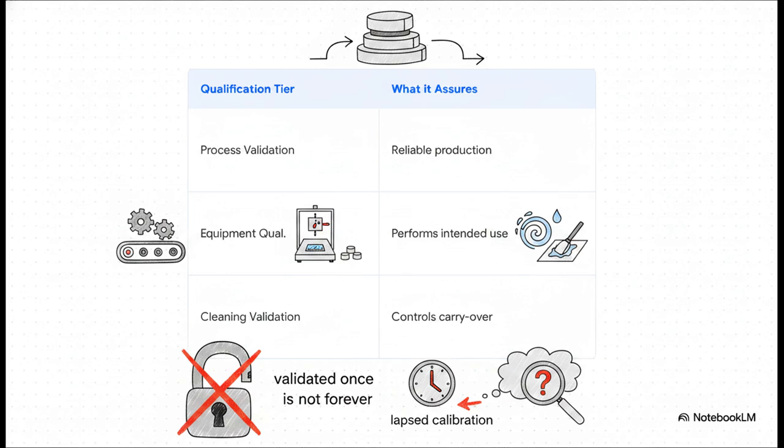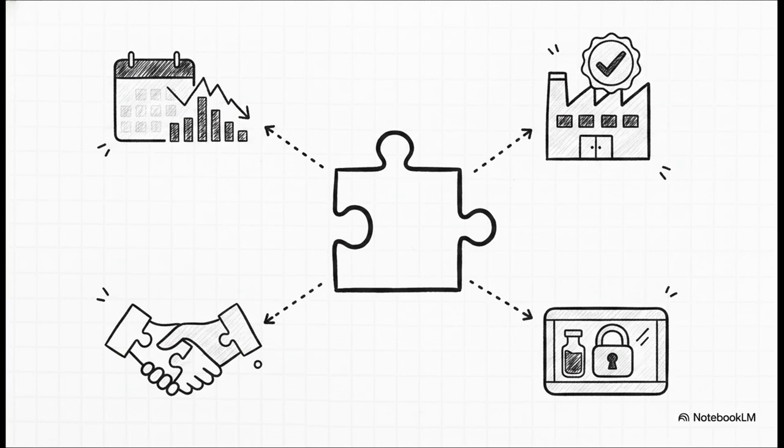But here's the catch. Validated once does not mean validated forever. If an instrument used for release testing has lapsed calibration, you can't just assume it read correctly. Lapsed calibration immediately invalidates your test results and triggers a full investigation. You also have to verify the broader context.